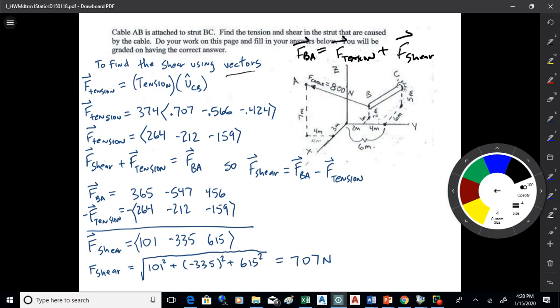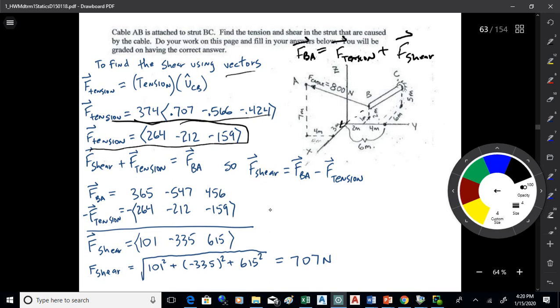You know the tension magnitude is 374, and you know the unit direction from C to B going that way is 0.707, minus 0.566, minus 0.424. If you multiply the 374 through that, you'll get the tension vector. Okay. That's the vector. It's just taking the magnitude of the tension, which you found with the dot product, and multiplying it through the unit vector that goes from C to B.